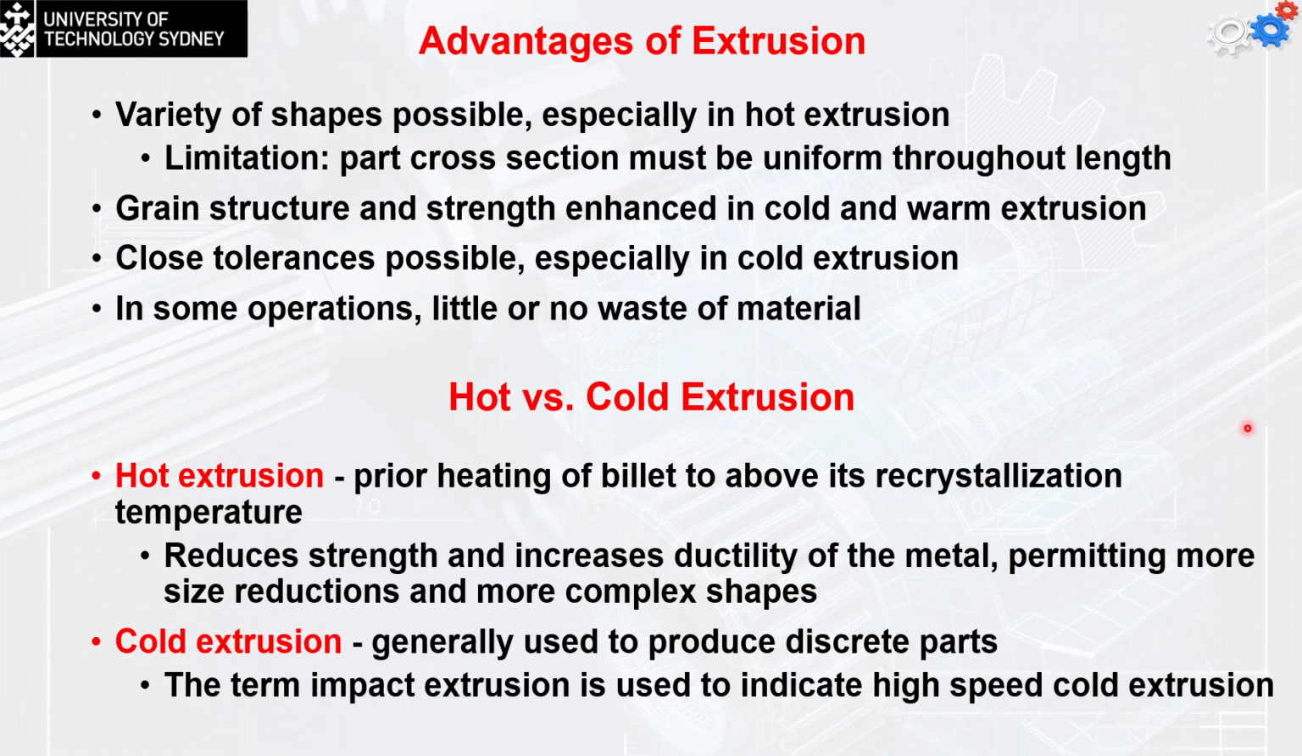For hot and cold extrusion: in hot extrusion, prior heating of the pellets to above the recrystallization temperature must be done. We said it is something like half of the melting temperature. This reduces strength and increases the ductility of the metal, permitting more size reduction and more complex shapes. Cold extrusion is generally used to produce discrete, shorter parts, and the term impact extrusion is used to indicate high speed cold extrusion.